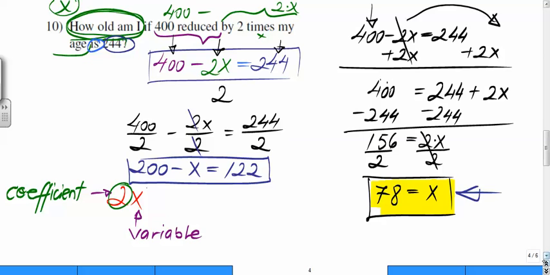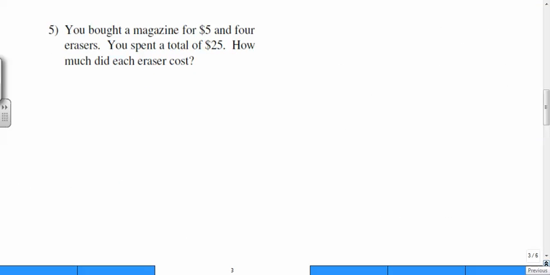Let's try another one. Looks like I skipped the problem here. 5. You bought a magazine for $5 and 4 erasers. You spent a total of $25. How much did each eraser cost, right? So, as usual, you have to establish facts and variables or unknowns, right? How much did each eraser cost? And nobody's telling me that. So I can say, well, let's use E as being the cost of an eraser, right?